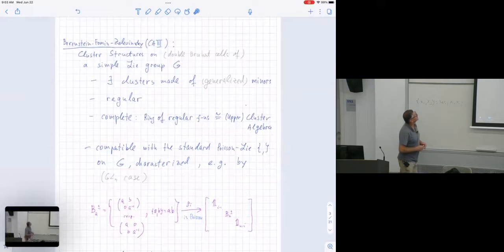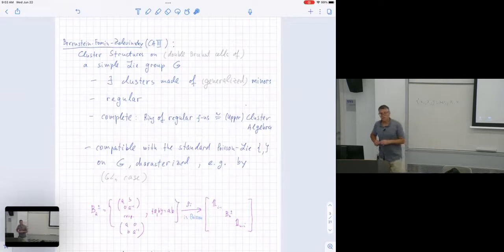So one example of such a situation is due to Berenstein, Fomin, Zelevinsky in their Cluster Algebras III paper. And what they did, they introduced a cluster structure on double Bruhat cells of a simple Lie group. We will concentrate just on the open double Bruhat cell, so I don't need a definition of a double Bruhat cell for that, but just imagine that you have a simple Lie group. Let's just take, for the sake of this talk, GL_N.